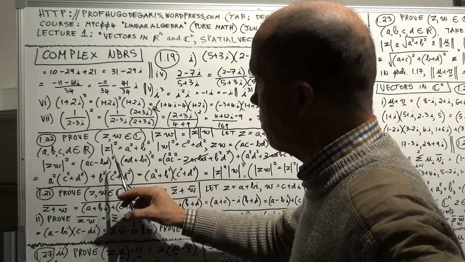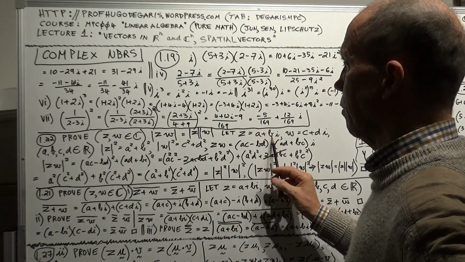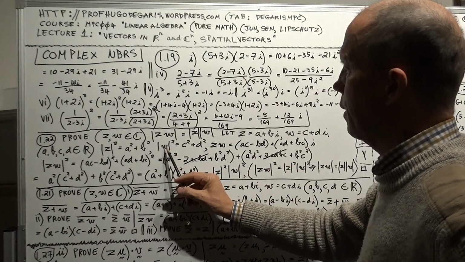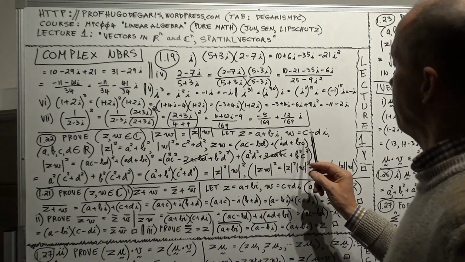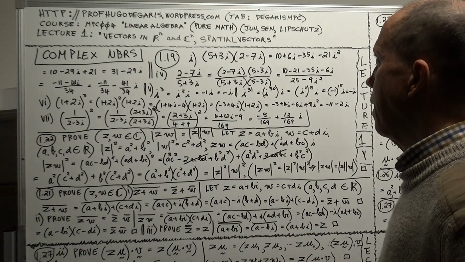So the square of the mod, by definition of z, is a squared plus b squared. And similarly, the square of the mod of w will be c squared plus d squared. Here it is here.